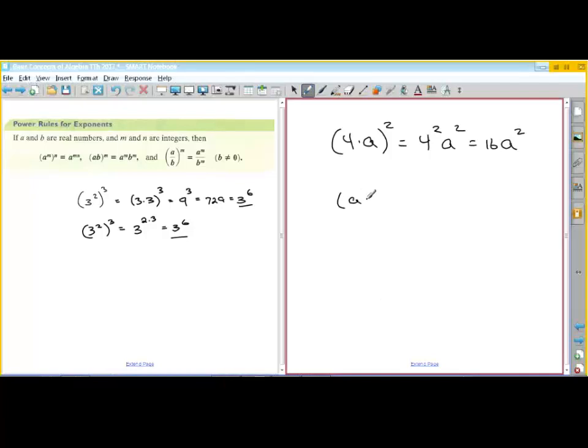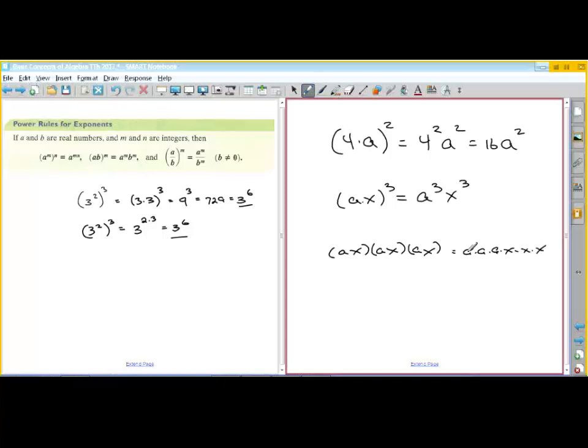If you do a times x, cubed, that's going to be a cubed times x cubed. And again, it makes sense. Let's just write this out in the long form. What we have is a times x cubed. So you have a times x times a times x times a times x. That's what ax cubed is. And this is really a times x times a times x times a times x. So that's a times a times a times x times x.